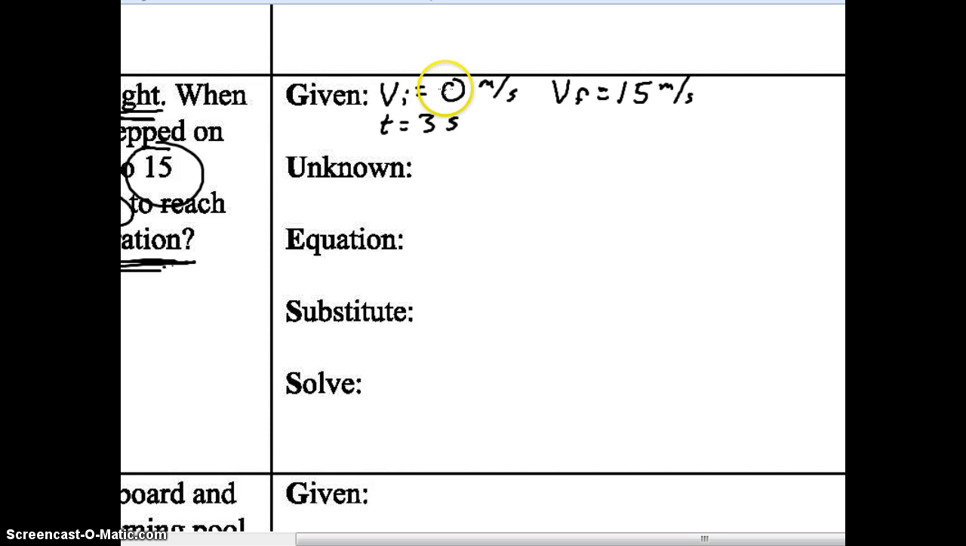So our initial speed was 0 meters per second. Our final speed was 15 meters per second. And the time it took to get from 0 to 15 was 3 seconds. The unknown is acceleration, so I'm just going to put A equals question mark. That's our unknown in this problem, is acceleration.